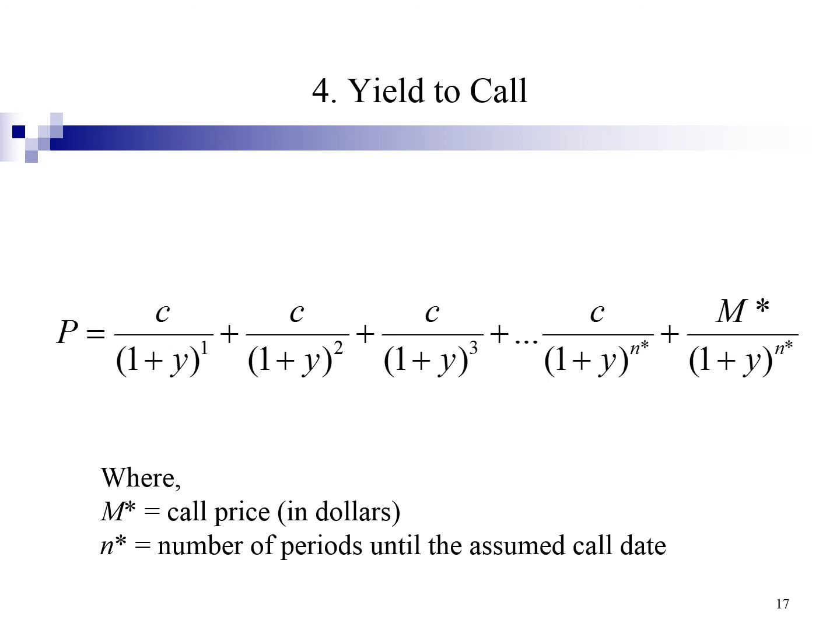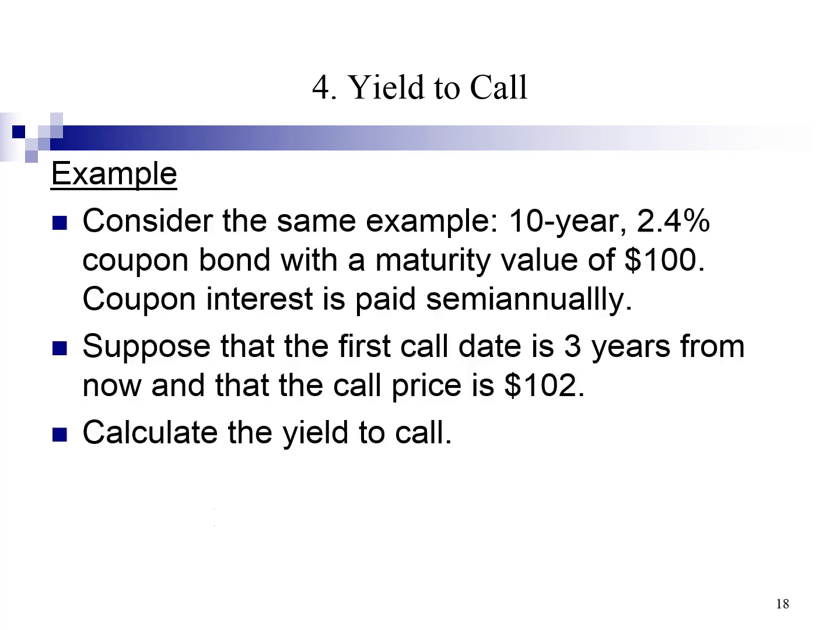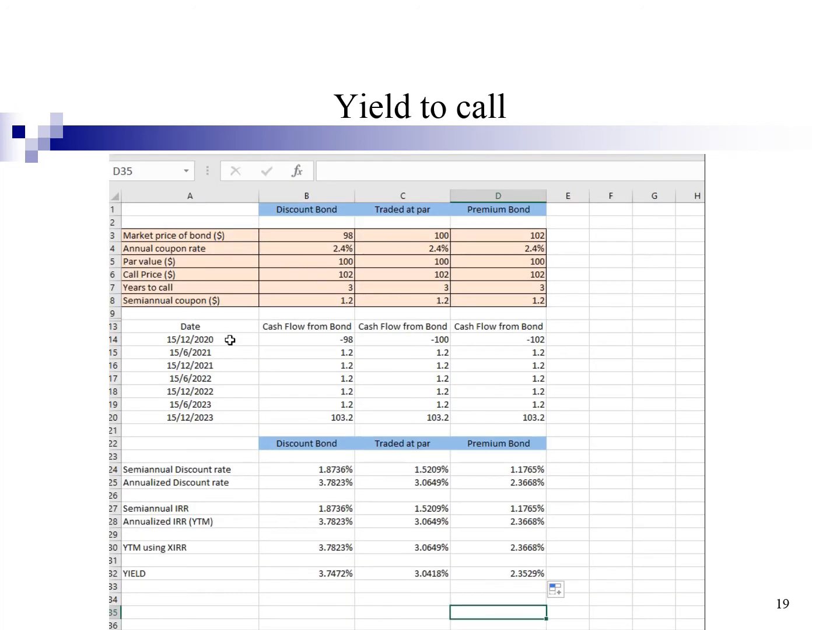In the formula, M asterisk is not the maturity value. M asterisk is the call price. N asterisk is the number of periods until the assumed call date. How can we calculate the yield to call? The method is the same as yield to maturity, just that we need to adjust the information.